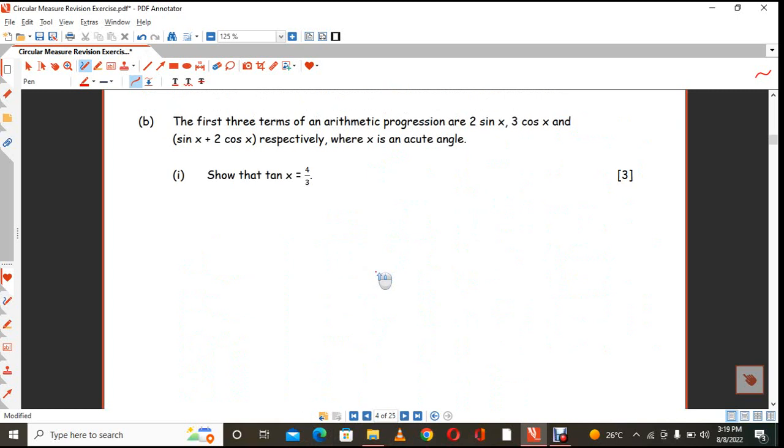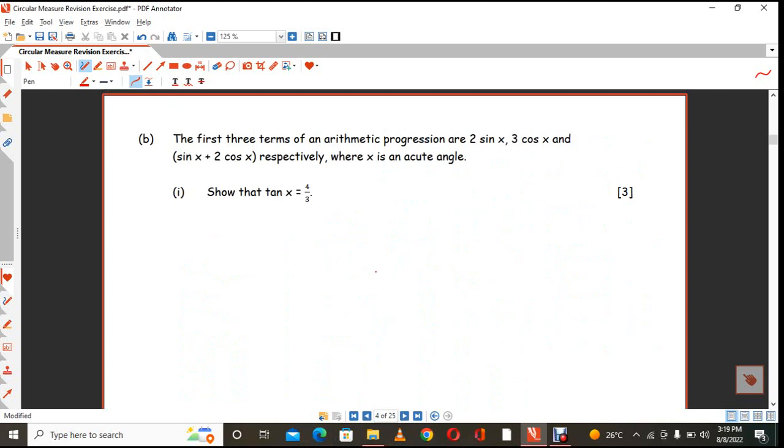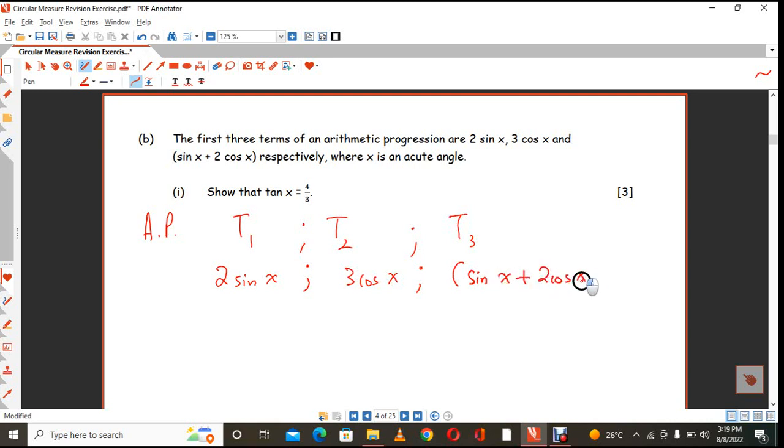There's a B part. It says the first three terms of an AP. So I know this is an arithmetic progression. Term 1 is 2 sin x. Term 2 is 3 cos x. And term 3 is, in brackets, sin x plus 2 cos x.